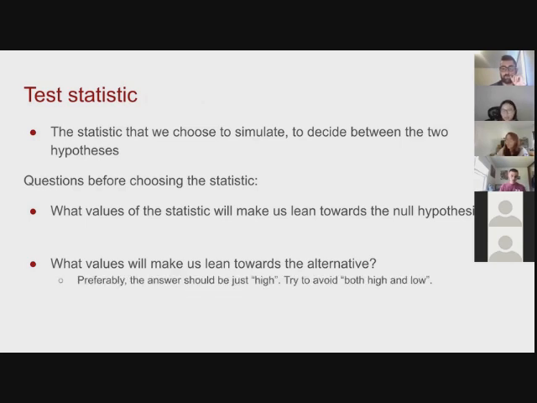Okay, and I would just say that preferably the answer should be just high. Try to avoid using both high and low in terms of what values will make us lean towards the alternative, because it's going to be a little bit harder for us to make the decision.